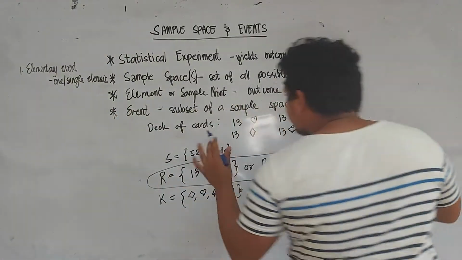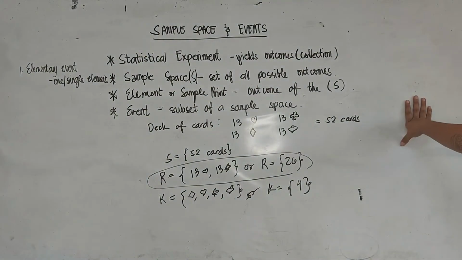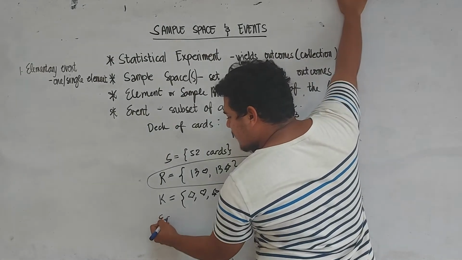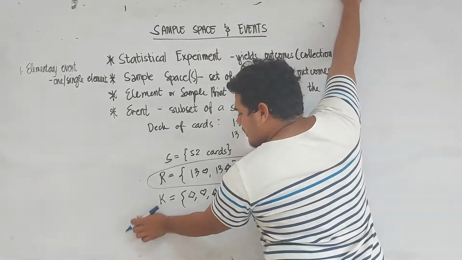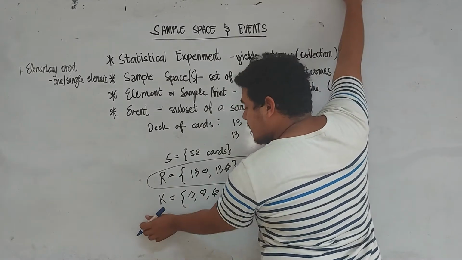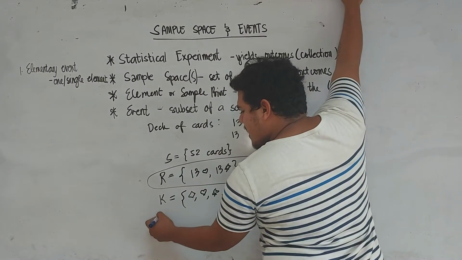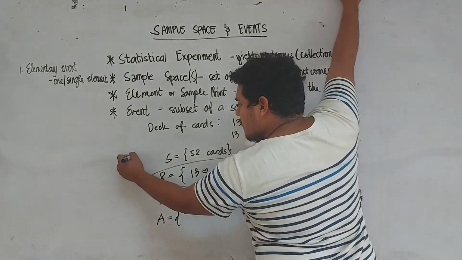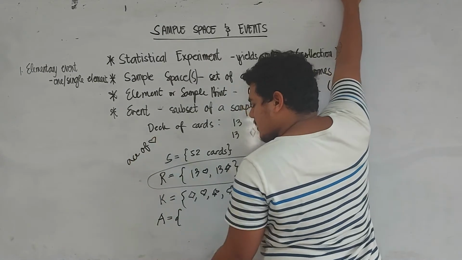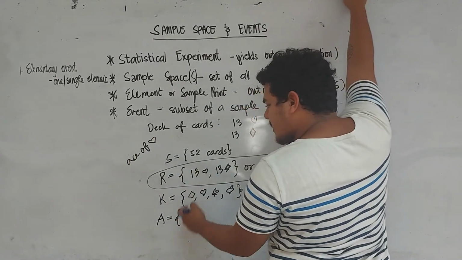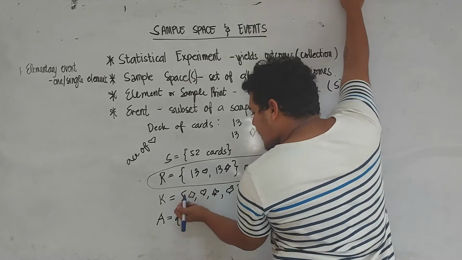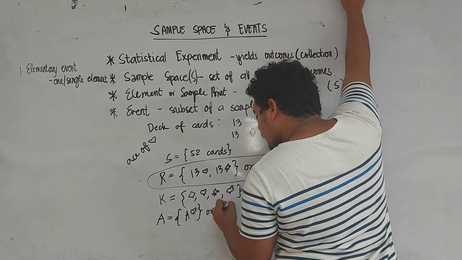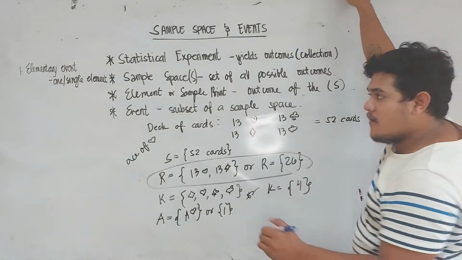Again, for example, in this deck of cards, how many cards do we have? 52 cards. Now what if I say, let A be the probability of getting an ace of heart? How many ace of hearts do we have in 52 cards? That is one ace of heart, or we could say 1. This is an example of an elementary event.